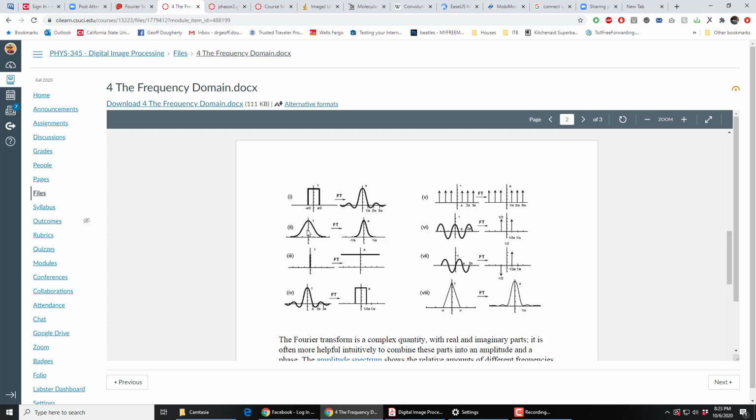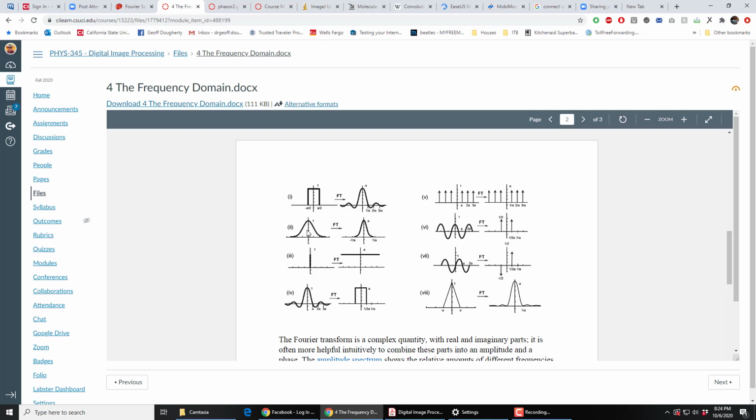So a wide Gaussian gives a narrow Gaussian, a narrow range of frequencies required to build up a wide Gaussian pulse, and vice versa. A narrow one here would need a wide range of frequencies. If we continue that thought, a narrow pulse here in the spatial domain requires a wide range of frequencies here.